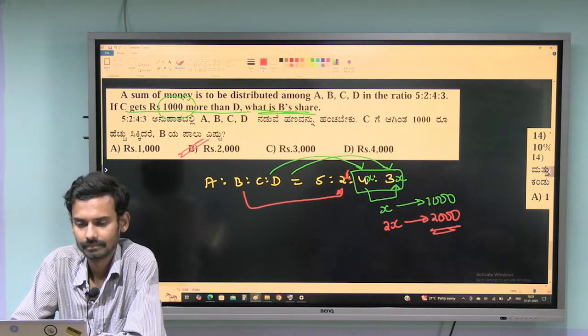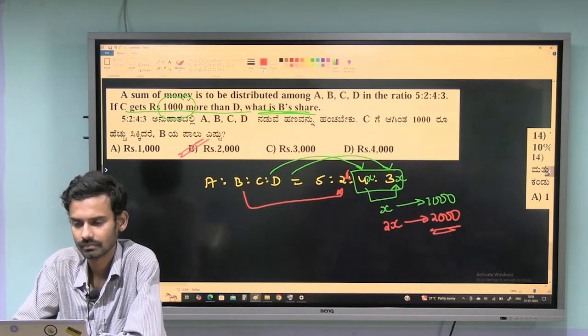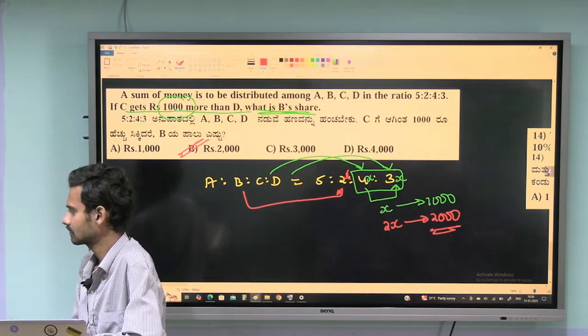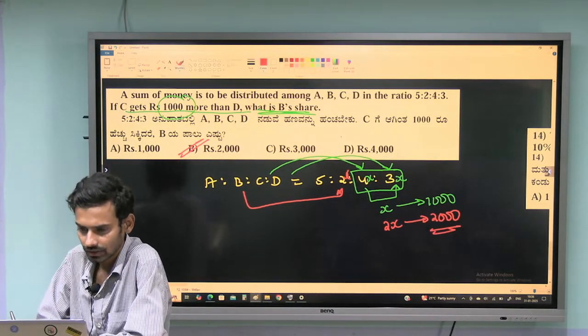Clear? If you are not following, please let me know in the chat box. Any doubt in this question?